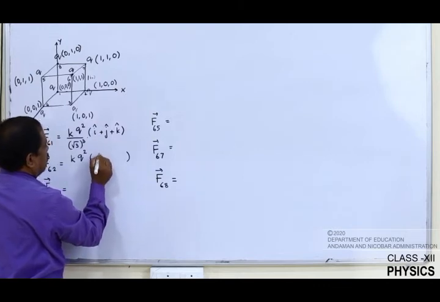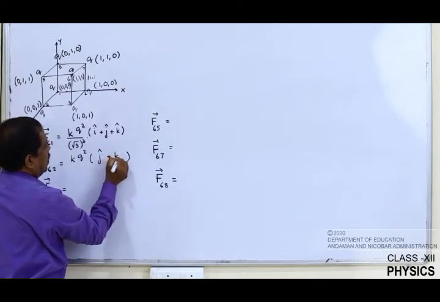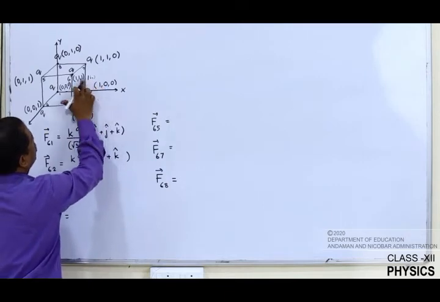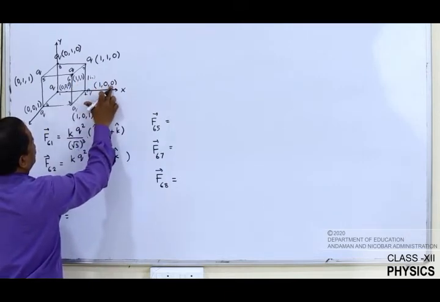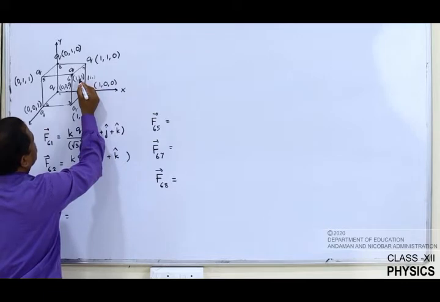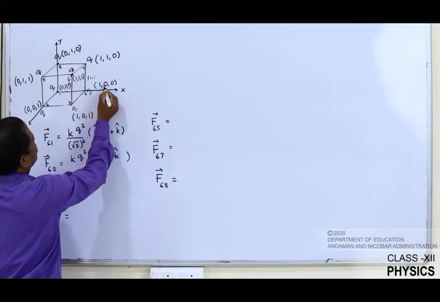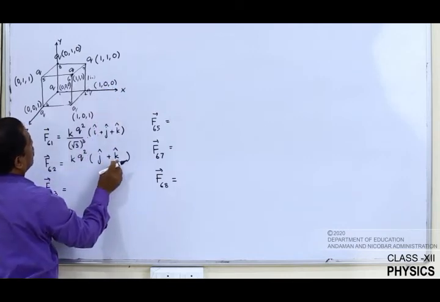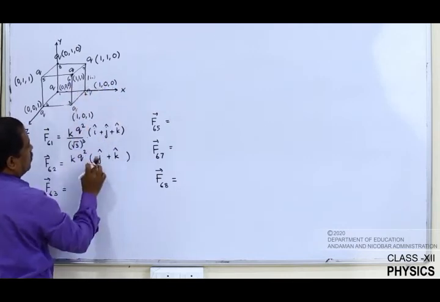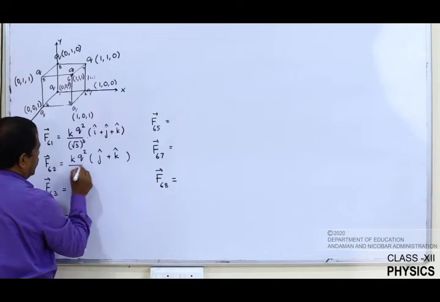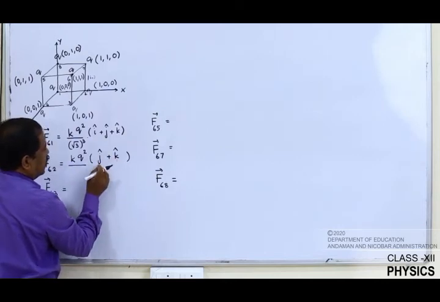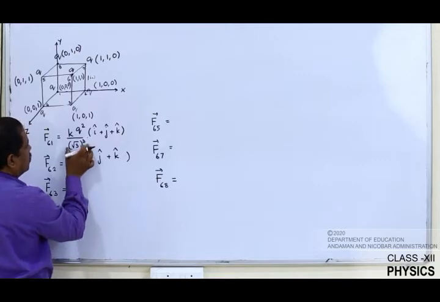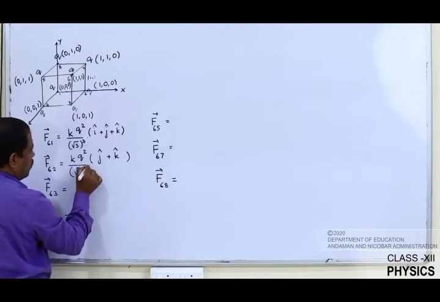I hope you understand now. j plus k, because 1 minus 1 is 0, 1 minus 0 is 1, 1 minus 0 is 1. So in that case, j minus 0 is j, and k minus 0 is k. i minus i is 0, so therefore there is no i. Divided by magnitude of this, which is root under 1 square plus 1 square, root 2. So therefore root 2, this will be whole cube.